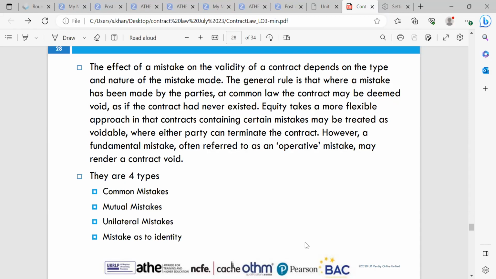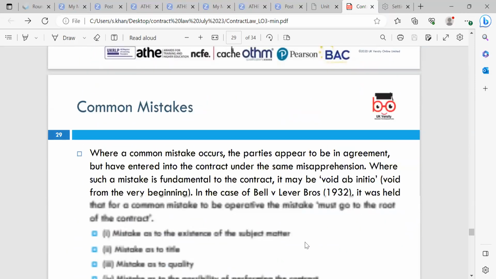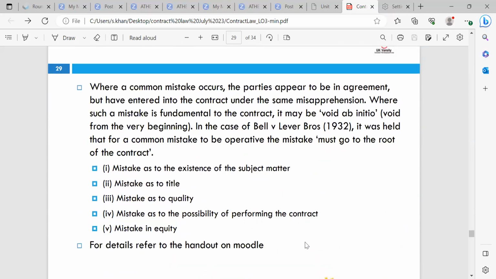There are 4 types of mistake: common mistake, mutual mistake, unilateral mistake, and mistake as to identity. So, common mistake. Where a common mistake occurs, the parties appear to be in agreement but have entered into the contract under the same misapprehension. Where such a mistake is fundamental to the contract, it may be void ab initio, which is void from the very beginning. In the case of Bell v Lever Brothers, 1932, it was held that for a common mistake to be operative, the mistake must go to the root of the contract.